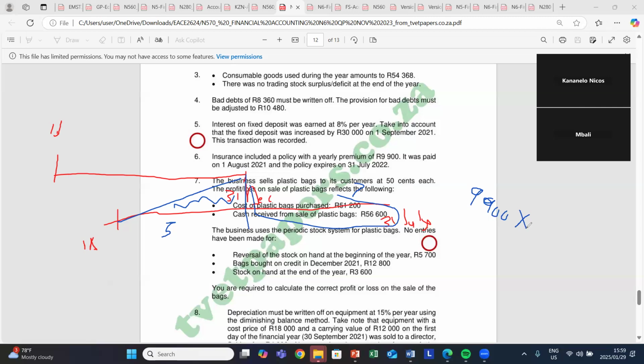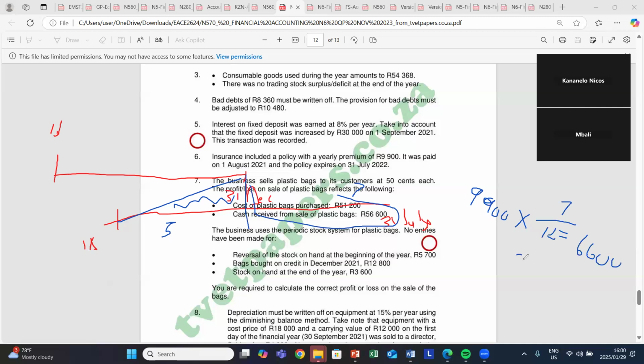How are you going to do that? The easier method: 9,900 multiply by what I want over what I have. I'm looking for the one that was prepaid, so multiply by 7 divided by 12, and then you'll get the one that was paid in advance. So let's calculate it: 9,900 multiply by 7 divided by 12, and then you'll get 6,600. Meaning in your insurance, you're supposed to minus 6,600.